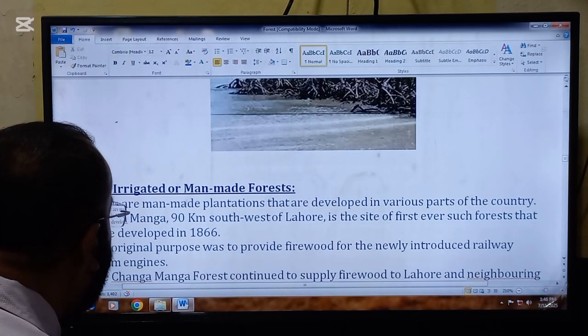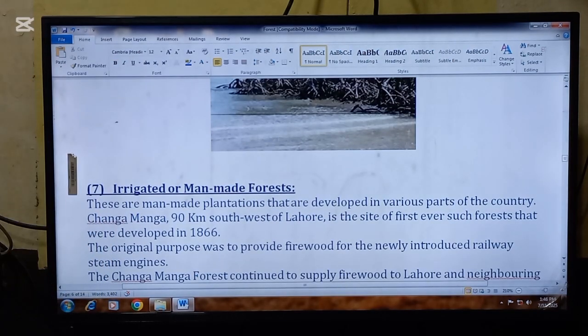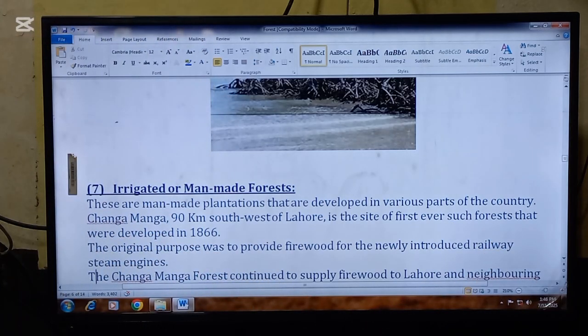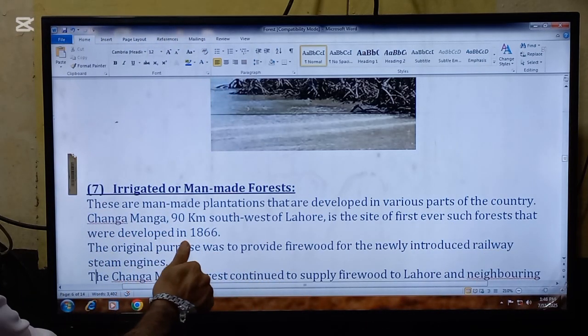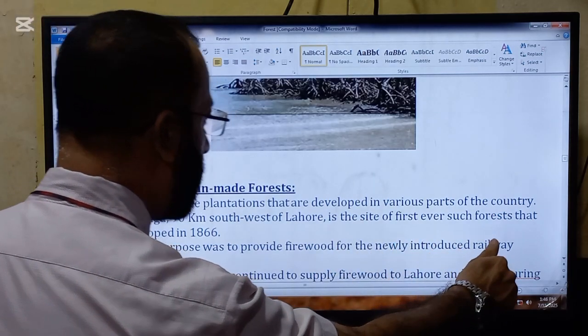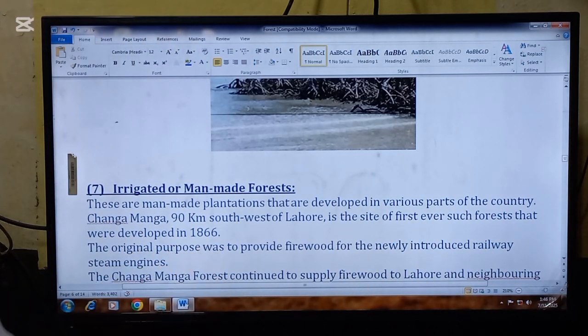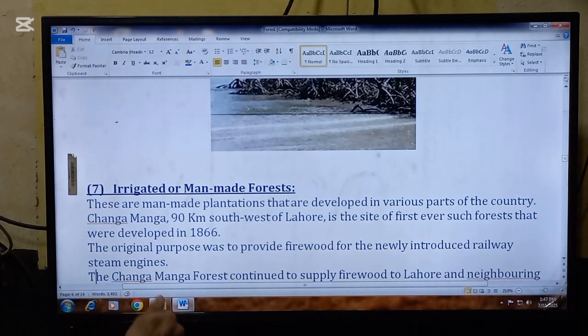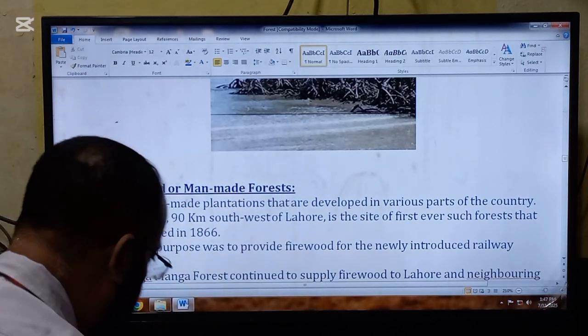The next we are going to read is irrigated or man-made forest. These are man-made plantations that are developed in various parts of the country. Changa Manga, 90 kilometers southwest of Lahore, is the site of the first ever such forests that were developed in 1866. The original purpose was to provide firewood for the newly introduced railway steam engines by the British.